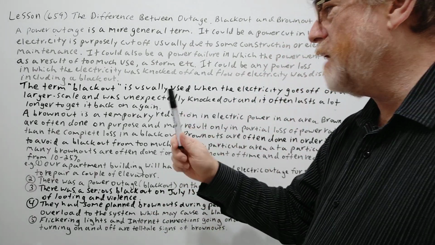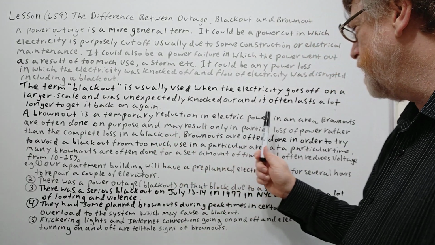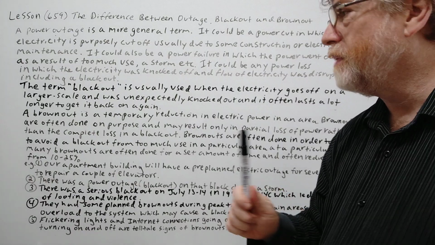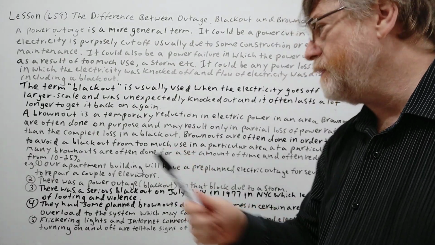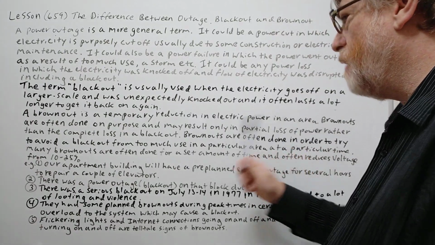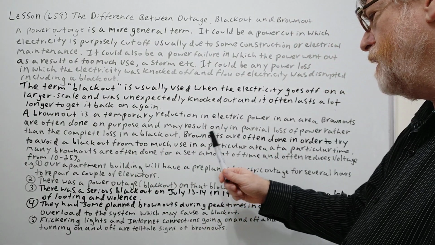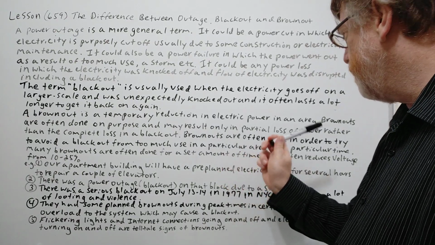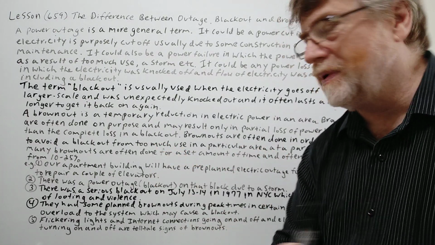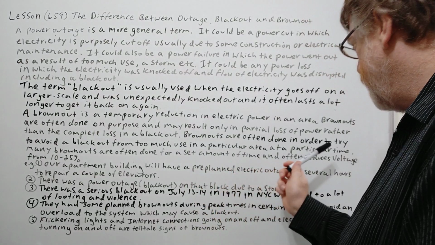All right, number 2. A brownout is a temporary reduction in electrical power in an area. Brownouts are often done on purpose and may result only in partial loss of power rather than the complete loss in a blackout. Okay. Brownouts are often done in order to try to avoid a blackout from too much use in a particular area at a particular time.